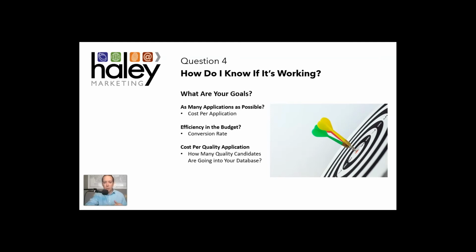The third one, cost per quality application, probably my favorite one. How many quality candidates are going into your database? Because in staffing, you could get 20 applications for call center and you only have one opening today. You may have another opening next week or in a couple of weeks. You can keep that pipeline open because you have quality candidates, and we know speed wins so often in staffing and recruiting.